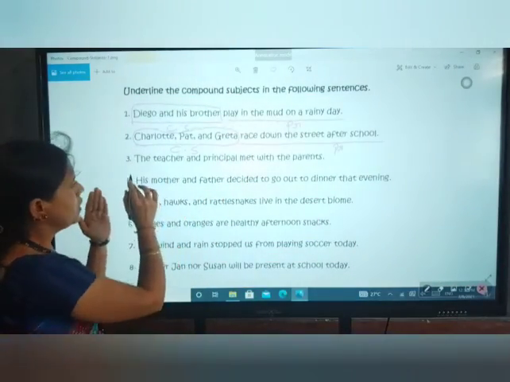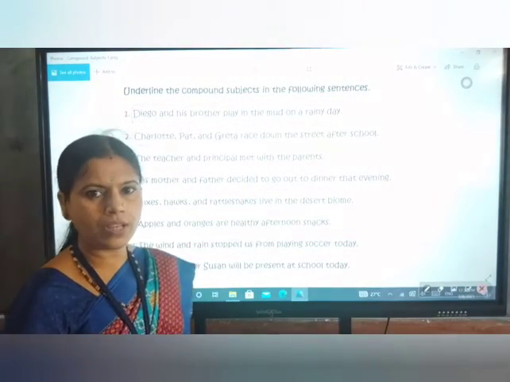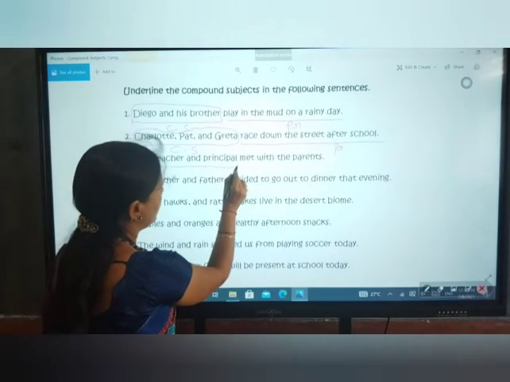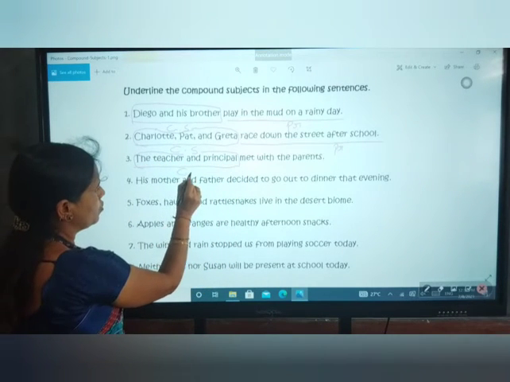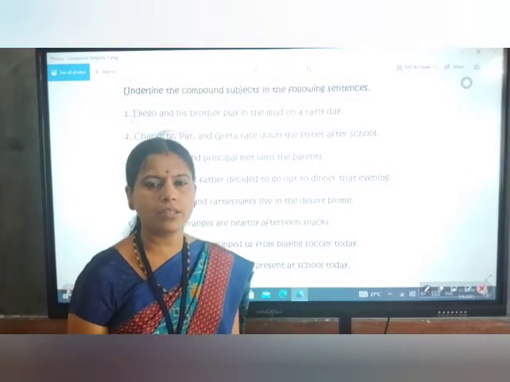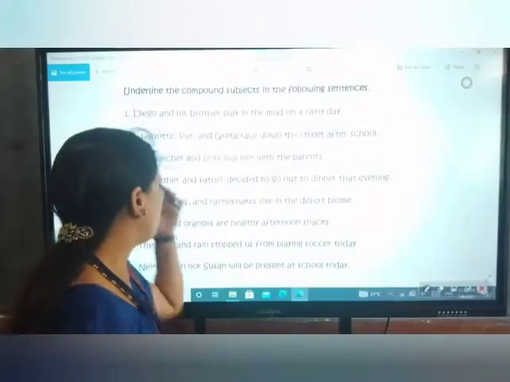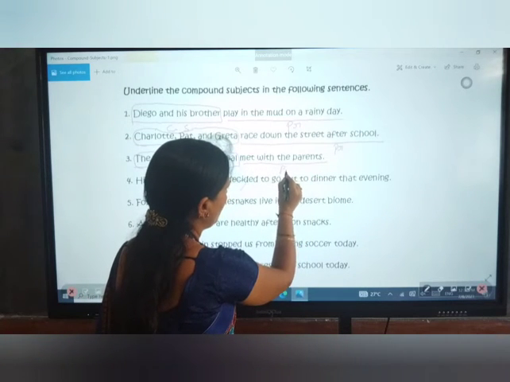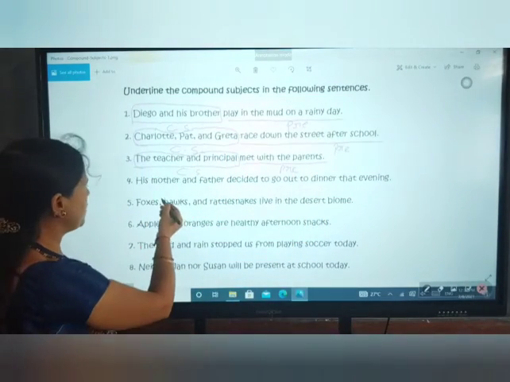So in the third, the teacher and principal met with parents. Here also it is having more than one, that is the teacher and the principal. So this one you can call as compound subject. Compound subject means which is having more than one noun or pronoun. So we may call this one as compound subject, and remaining all you can call as predicate. Let's move for the next one.